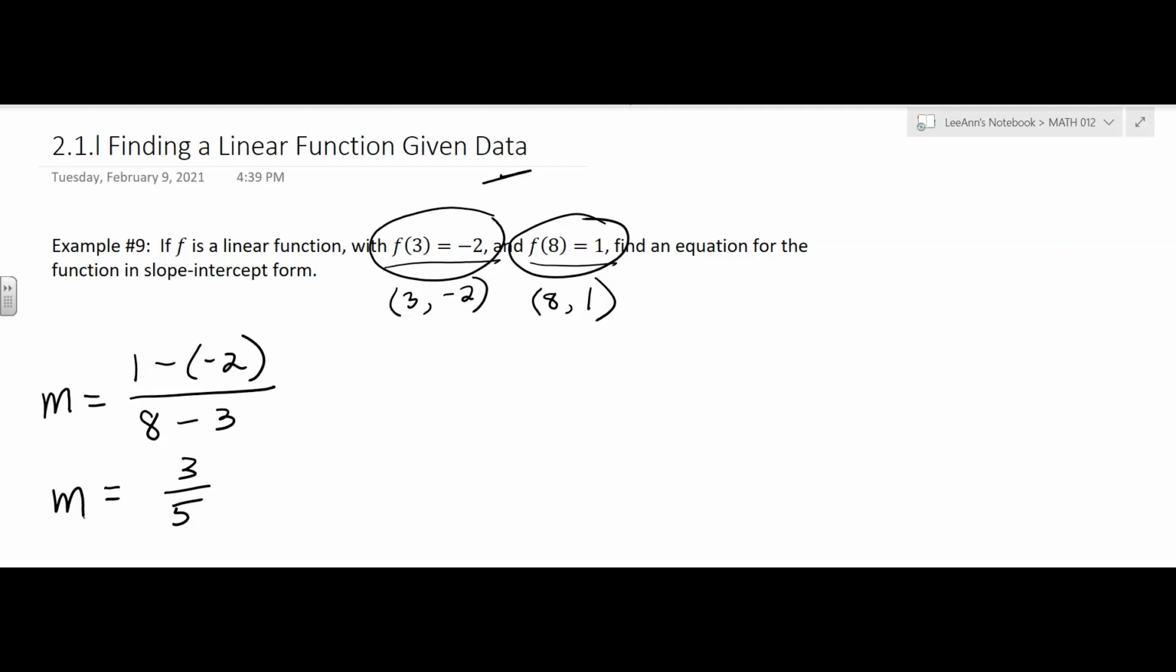Now, why couldn't I use the y-intercept form? I mean, slope-intercept form. They want it in that form. I don't know what the y-intercept is. Okay, now you could graph this and you could try to eyeball it, but I wouldn't recommend that. I would just use the point slope. So here's our point slope form.